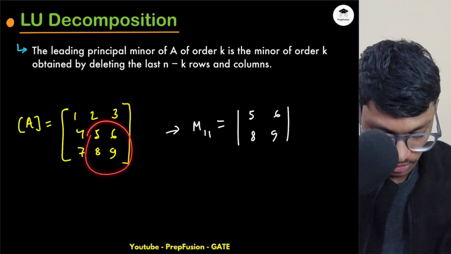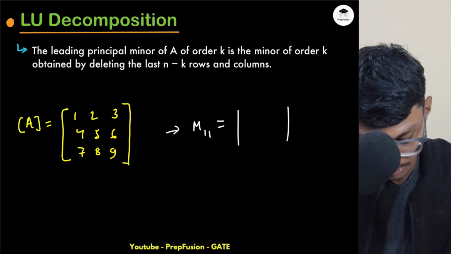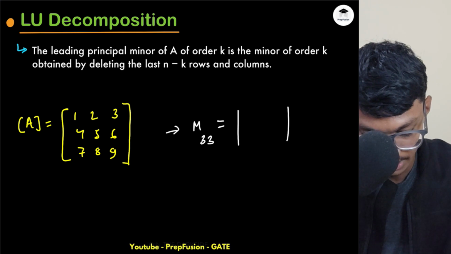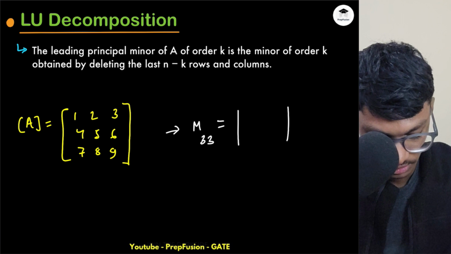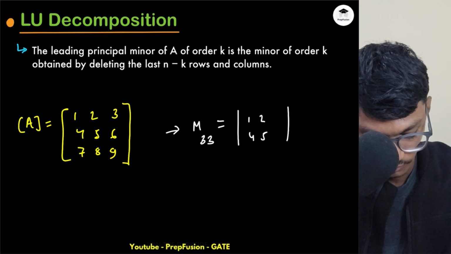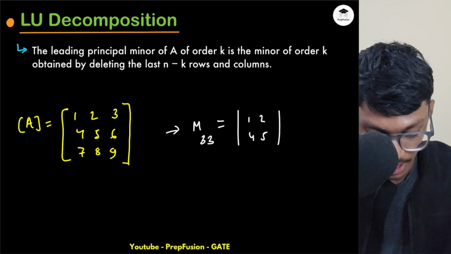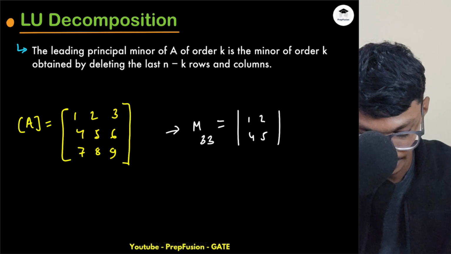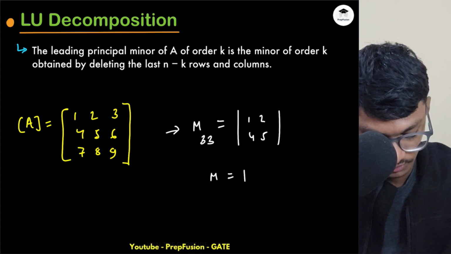Sorry, I made a mistake. Not m11. This is the minor for the last one, m33. Basically, I am deleting the last row and the last column, so I will be left with only this: 1, 2, 4, 5. Now, if I delete the last 2 columns and last 2 rows, then I will be left with only one element.